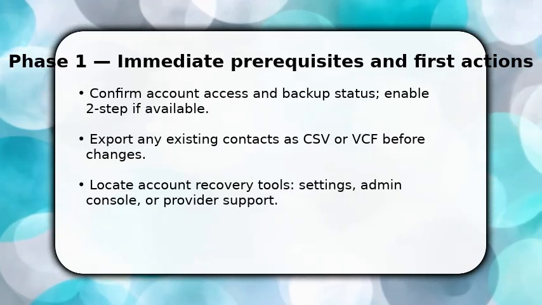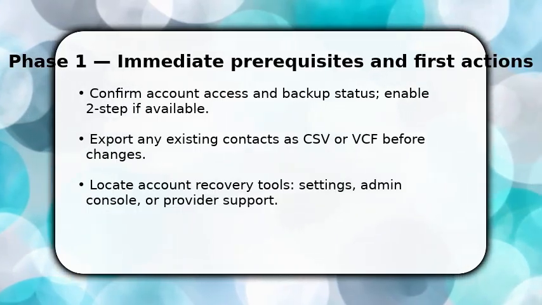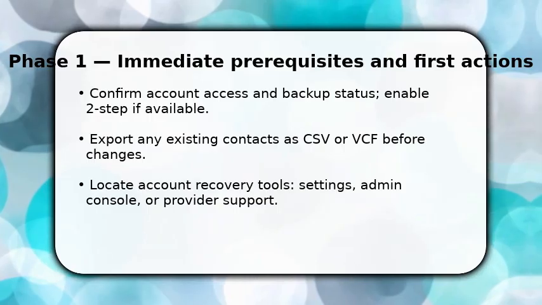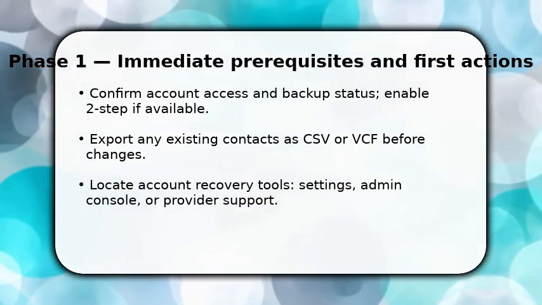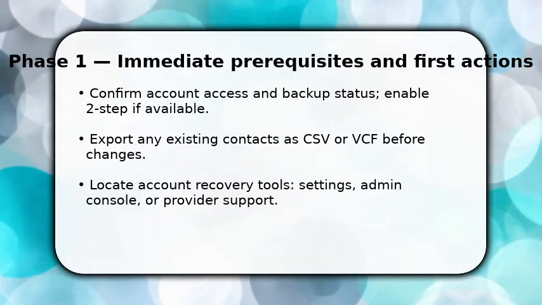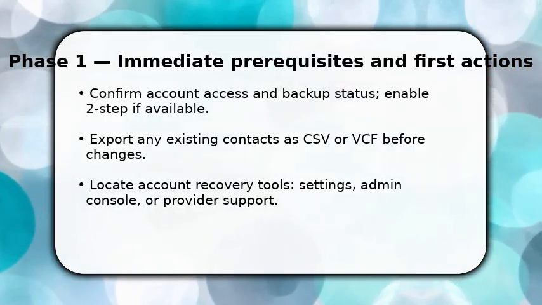You begin by confirming you can sign into the email account. Without access, start the provider's recovery flow. Once signed in, check for any backups or historical exports because they shorten recovery time. Make an immediate export of current contacts as CSV or VCF. This protects you while you experiment.